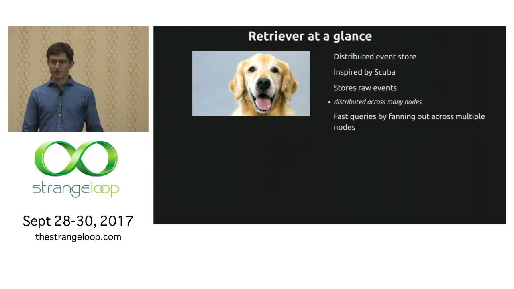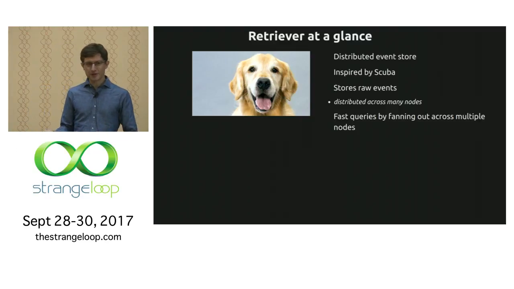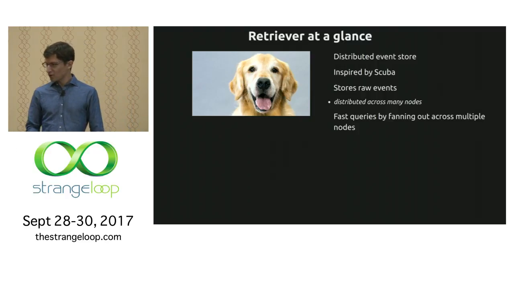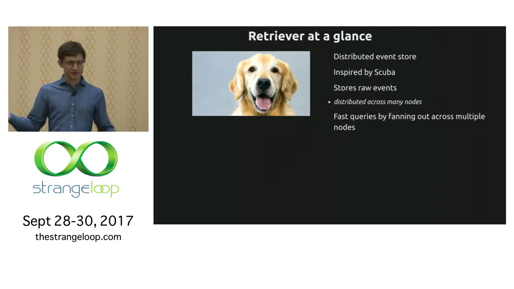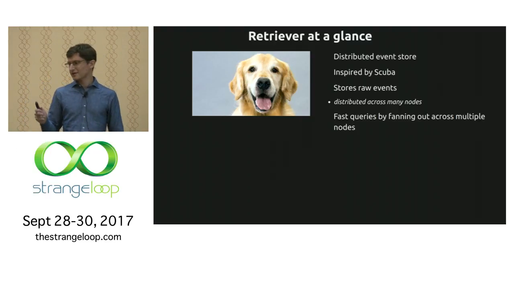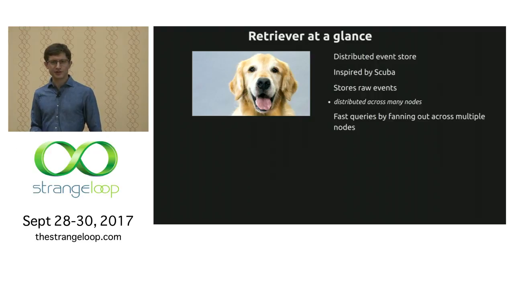So the problem with Scuba is it's a Facebook tool. We can't use it, which means our customers can't use it. But we can be inspired by it. They were kind enough to write a paper about it. So we thought, well, what if we could build a really simple system that's inspired by the design of Scuba? So Retriever is similar, inspired by Scuba. We are a distributed event store. We store the events that come in distributed across servers, and we get fast queries by fanning out the queries to multiple servers. But we do a few things a little differently from Scuba.